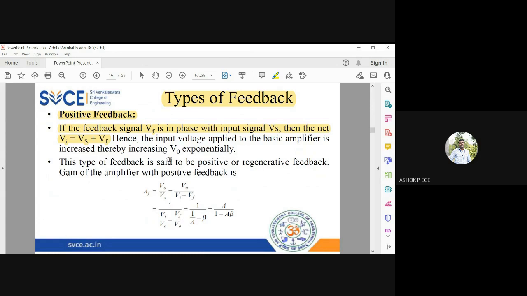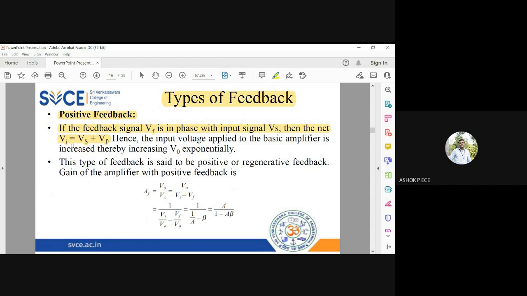So on the mixing side, the signals are going to be additive, or I can say both the signals are in phase. Only when the signals are in phase, we will add. If the signals are out of phase, we will subtract, right? So Vs and Vf are in phase, so it is additive on the input side. When you add two quantities, the value of Vi is going to increase.